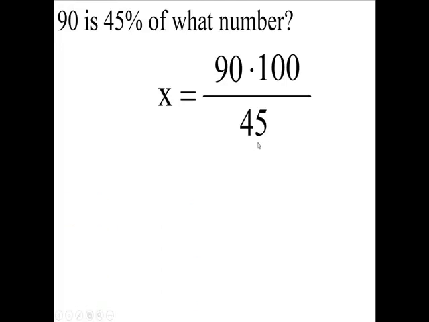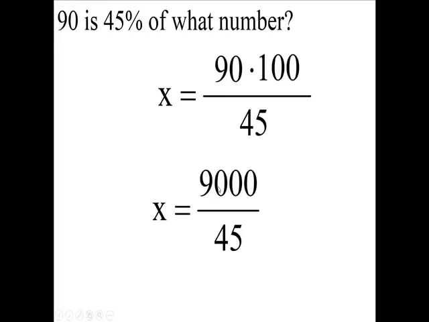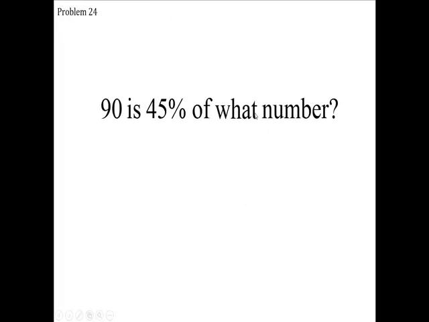Okay? Now, 90 times 100 is 9 with how many zeros? 1, 2, 3 zeros. A 9 times 1 is 9 with 3 zeros. Okay? Now, 90 divided by 45 is 2. So we're going to have a 200 is going to be the answer. 200. 45 goes into 90 two times, and then you add these two zeros there. So 90 is 45% of what number? 200.